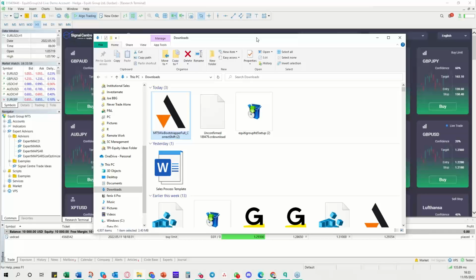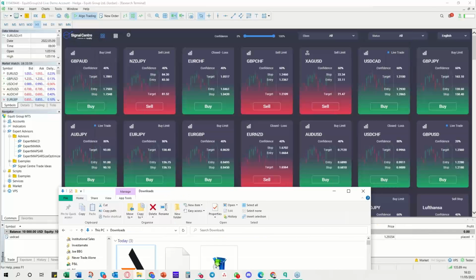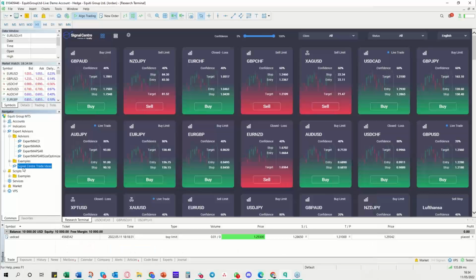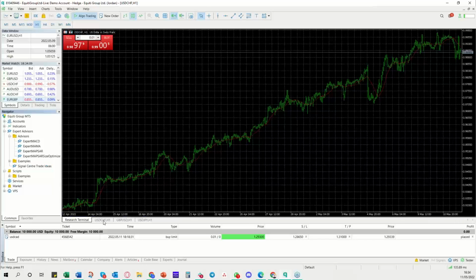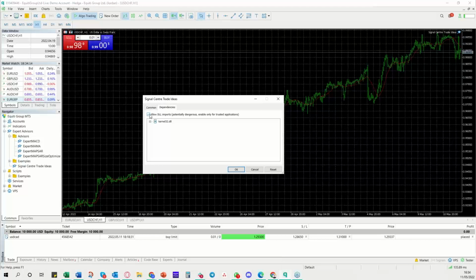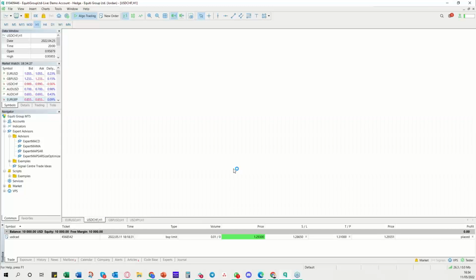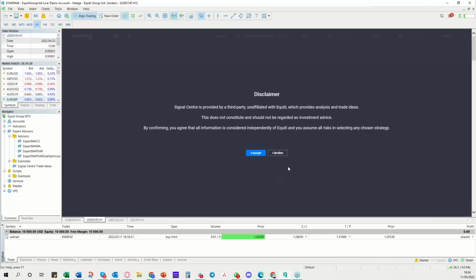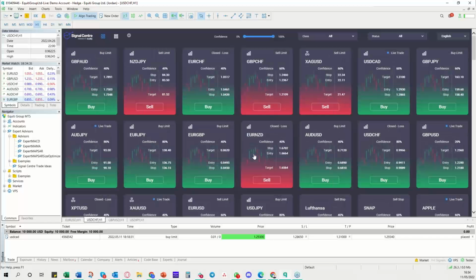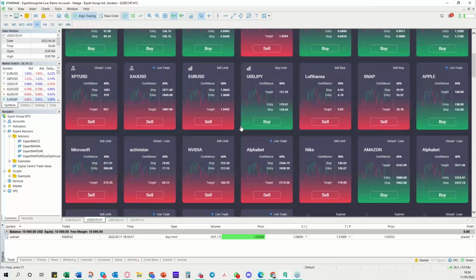And then you apply it for a trading platform, and you will see it appear here in the expert advisors. Once you find it there, you simply need to drag it across to a chart. You'll need to allow DLL imports and allow algo trading, and you'll also need to make sure that algo trading is clicked up here. Then you'll press OK, and you should be presented with the disclaimer screen again, as we are there, and then you'll have access to all the latest signals.